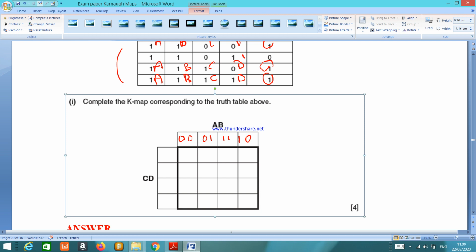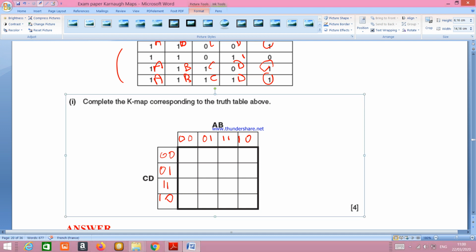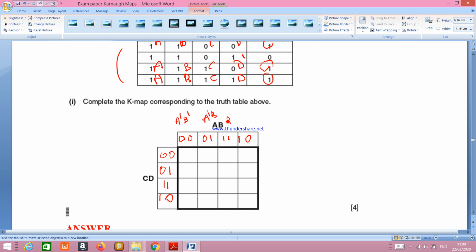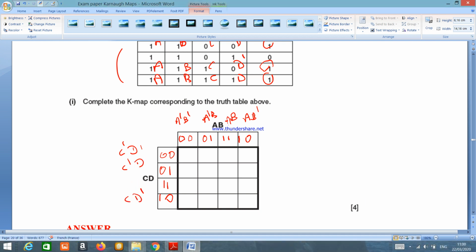Now let's look at something else now. This is 00, 01, 10, and 11. Now this one is A'B', A'B, AB, and this is AB'. C'D', C'D, CD', and CD.